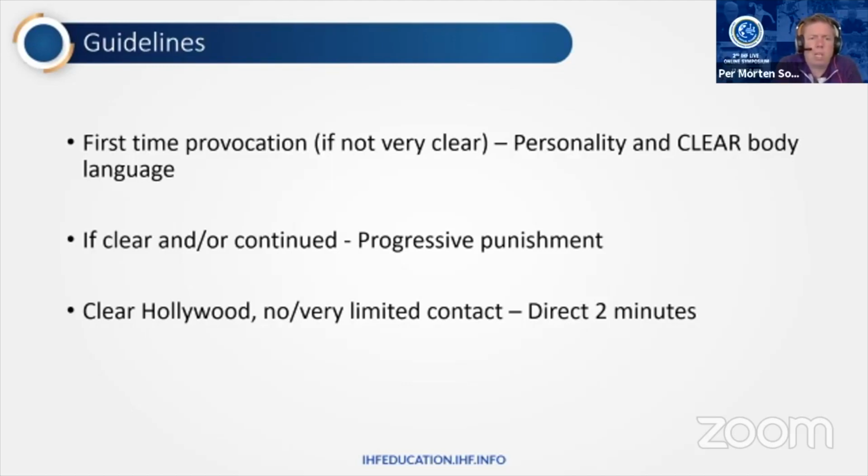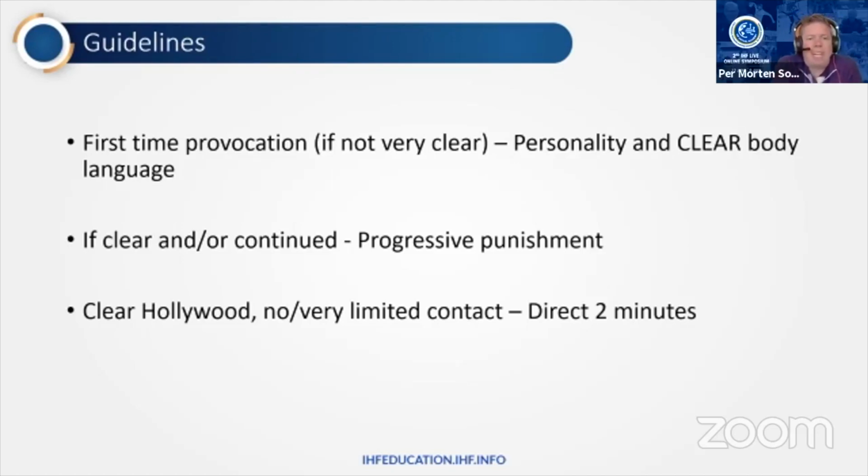If it's a provocation and it's clear and or continued, then we go for a progressive punishment, starting with the yellow card, giving a yellow card with clear body language and explanation why you give it. But if the player doesn't listen and does the same, of course, then it's the progressive punishments. It's not the yellow card anymore, but then it's 2 minutes, because it's a progressive punishment.